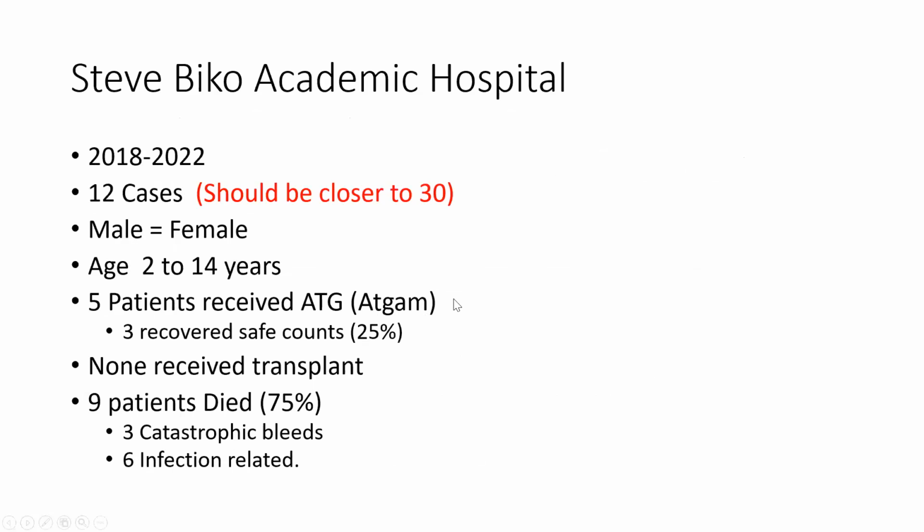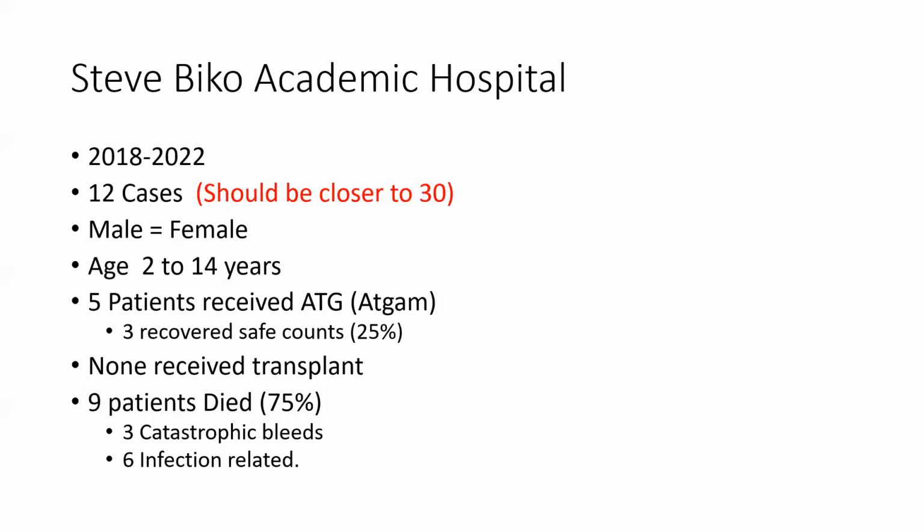So I've just gone back and looked at a 5-year period from 2018 to 2022. During this period, we saw only 12 cases of severe aplastic anemia. As I'll show a little bit later on, we should have probably been seeing about 30 cases during that time, which represents a large number of patients that are not making it to our service and are potentially dying, as I say, in the bush.